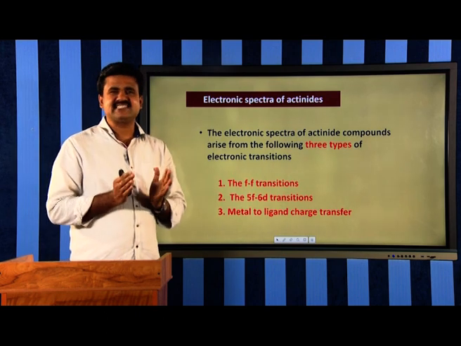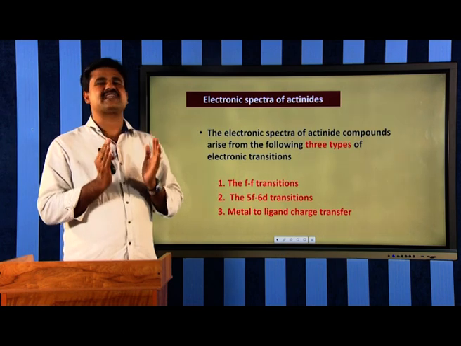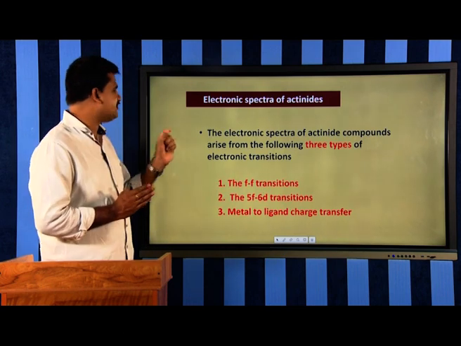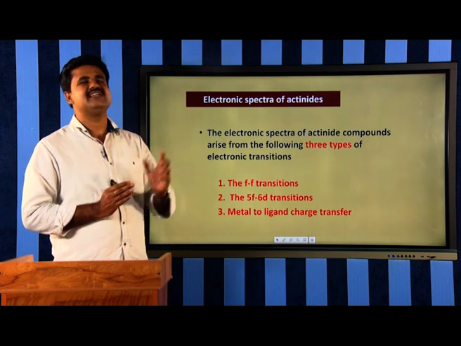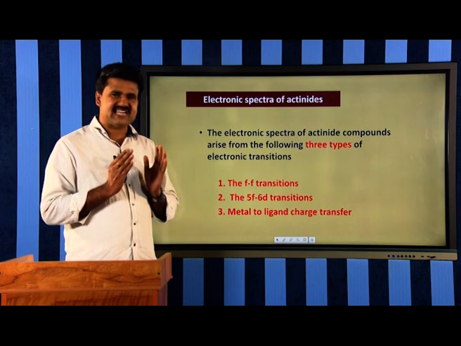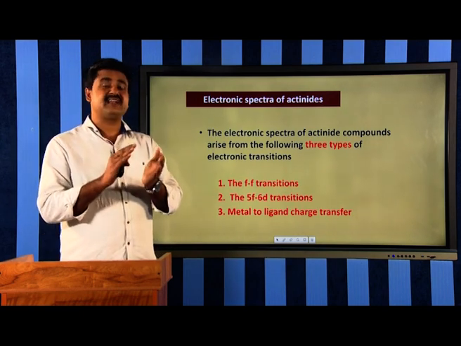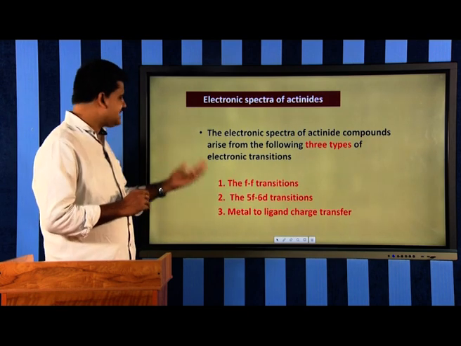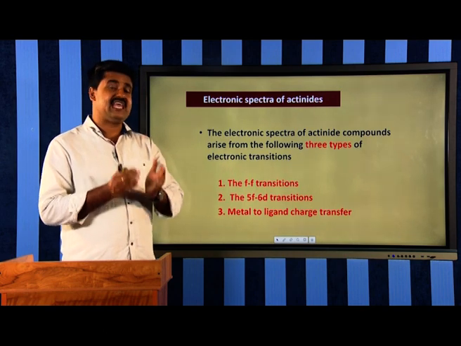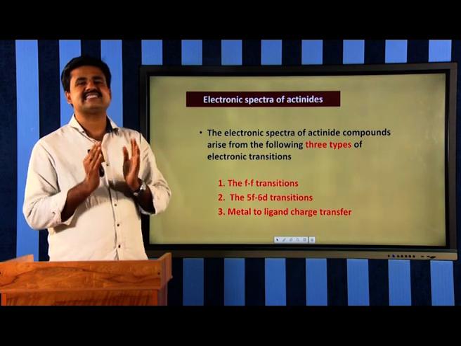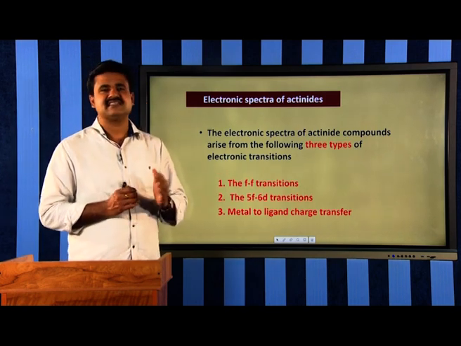On carefully analyzing the possible electronic transitions governing the electronic spectra of actinides, we can arrive at the fact that there are three possible electronic transitions leading to the electronic spectrum. Such transitions are the f-f transition, that is, transition between different f orbitals. Next, the 5f to 6d transition, that is, a transition from a 5f subshell to a 6d subshell. Then the metal to ligand charge transfer transition.